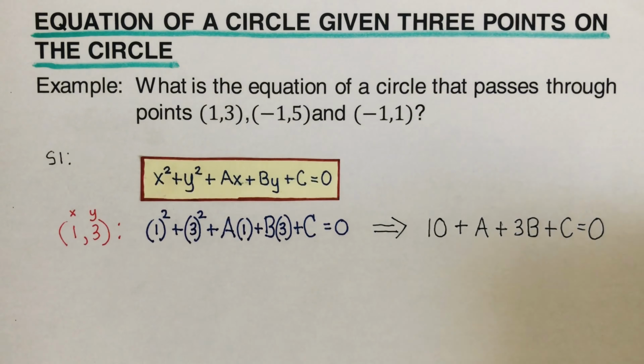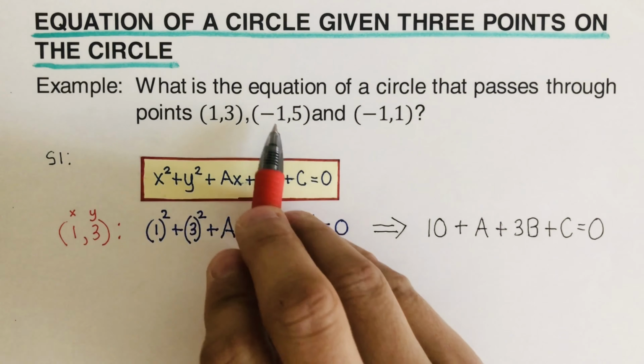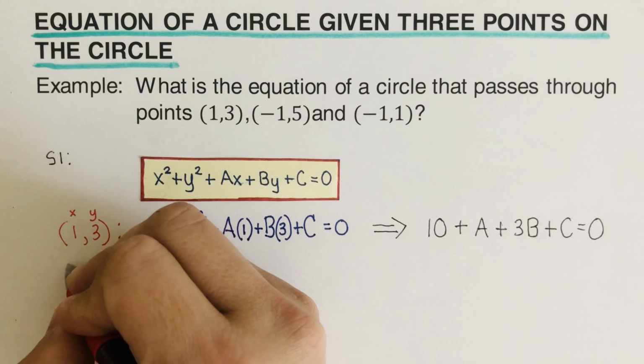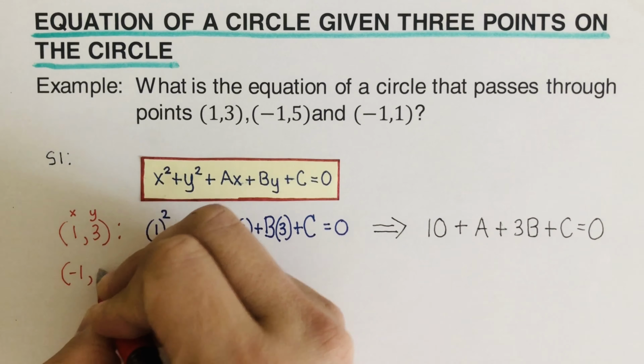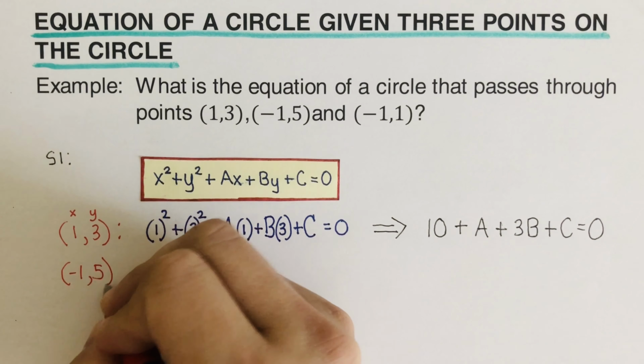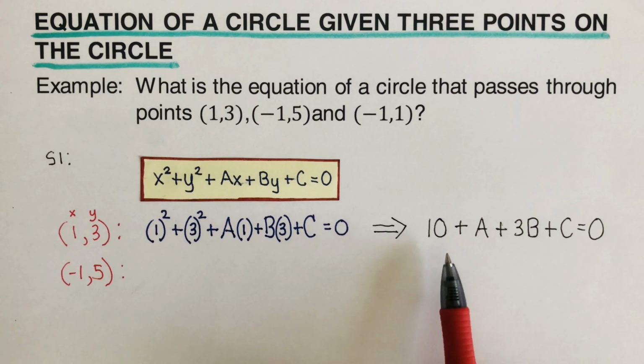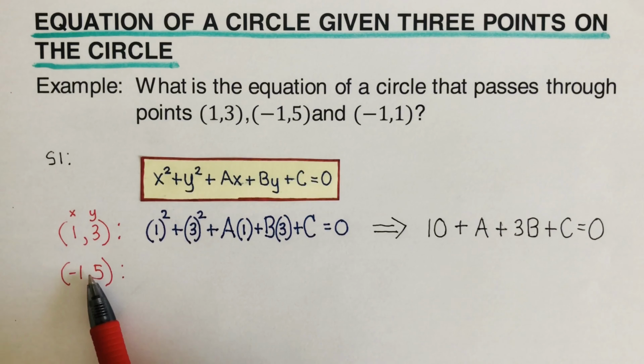Now let's have the second point right here, negative 1 and 5. So this is negative 1 and 5. Let's see what is the equation that would work for this point right here. At this time, I would encourage you to pause this video and try this problem out on your own. And when you're done, unpause it and check your answer.